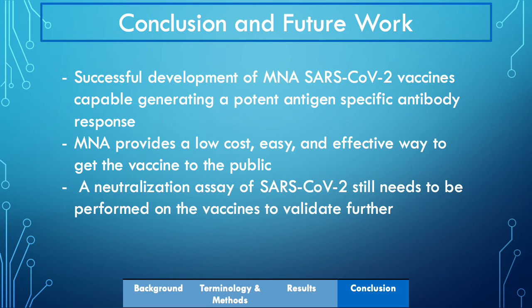So they have successfully done this and seen the antibody response, because of their ELISA assays, again, it's only up to 4 weeks, and that's why they continuously say in the news that this could take up to a couple years or a year to have an actual vaccine out. And then another thing that they found out was the mRNA provides a very low cost, easy, and effective way to get a vaccine to the public.